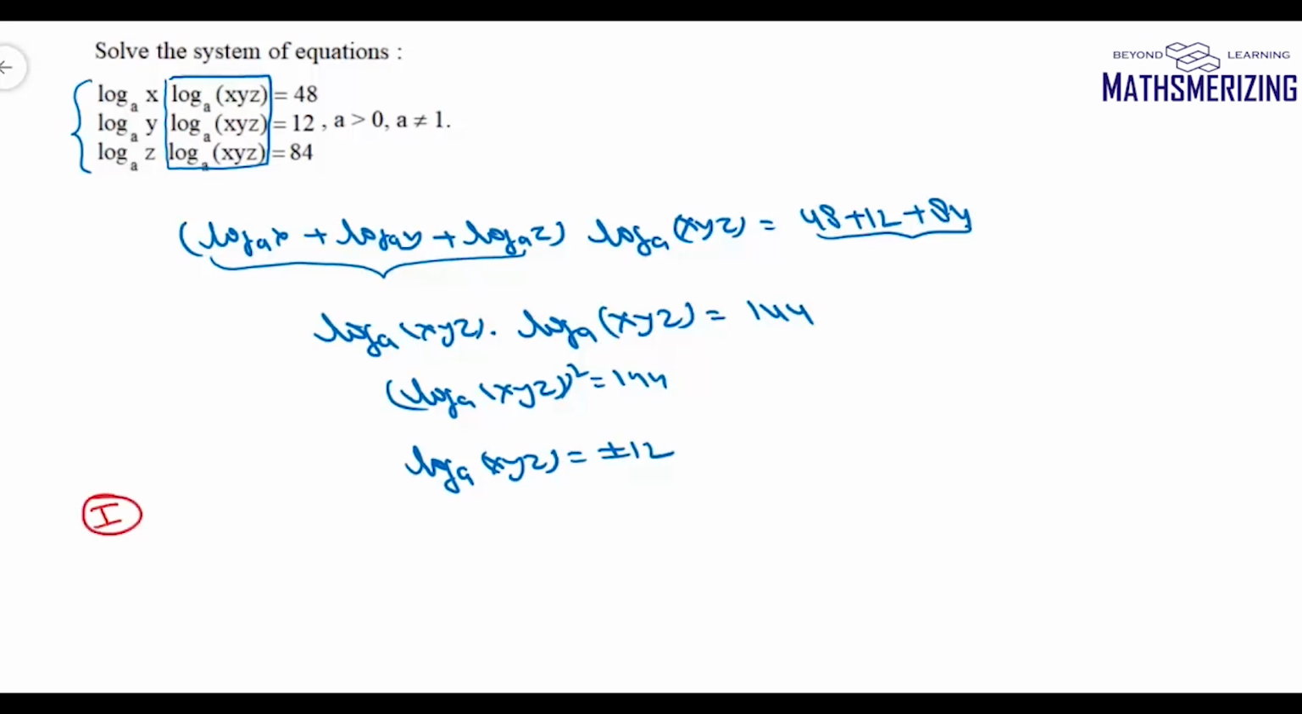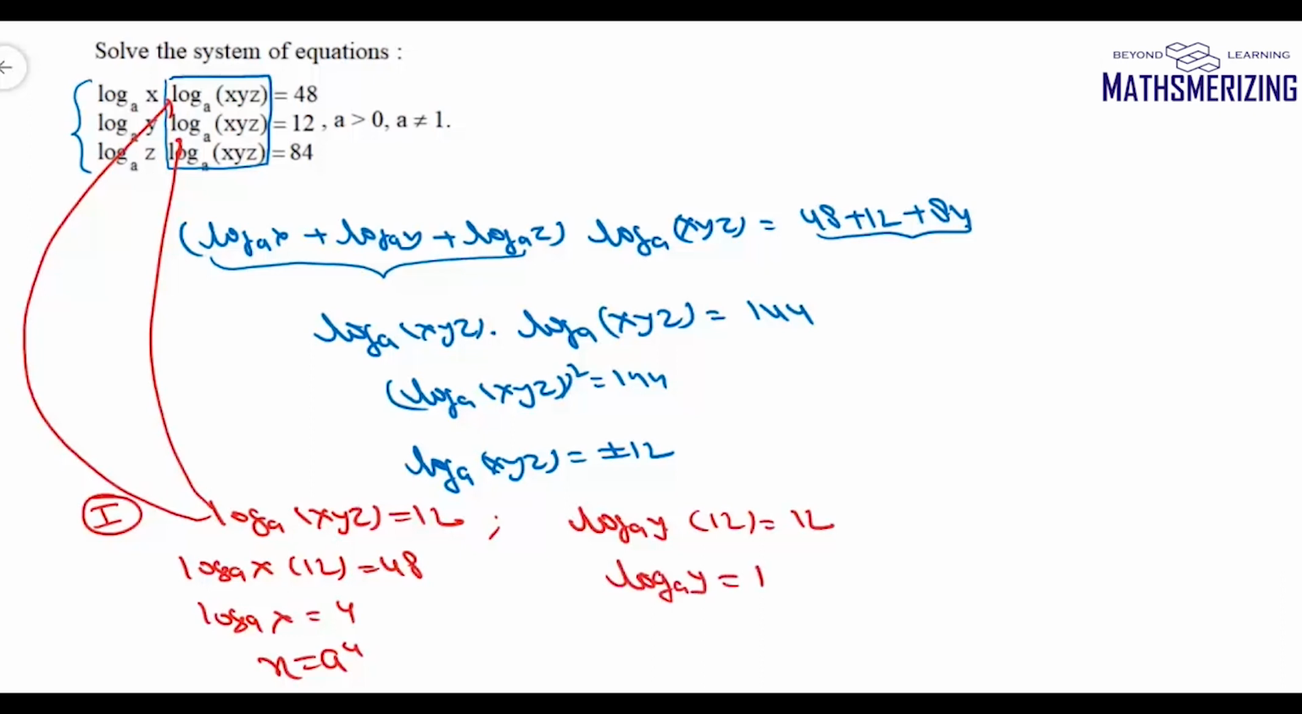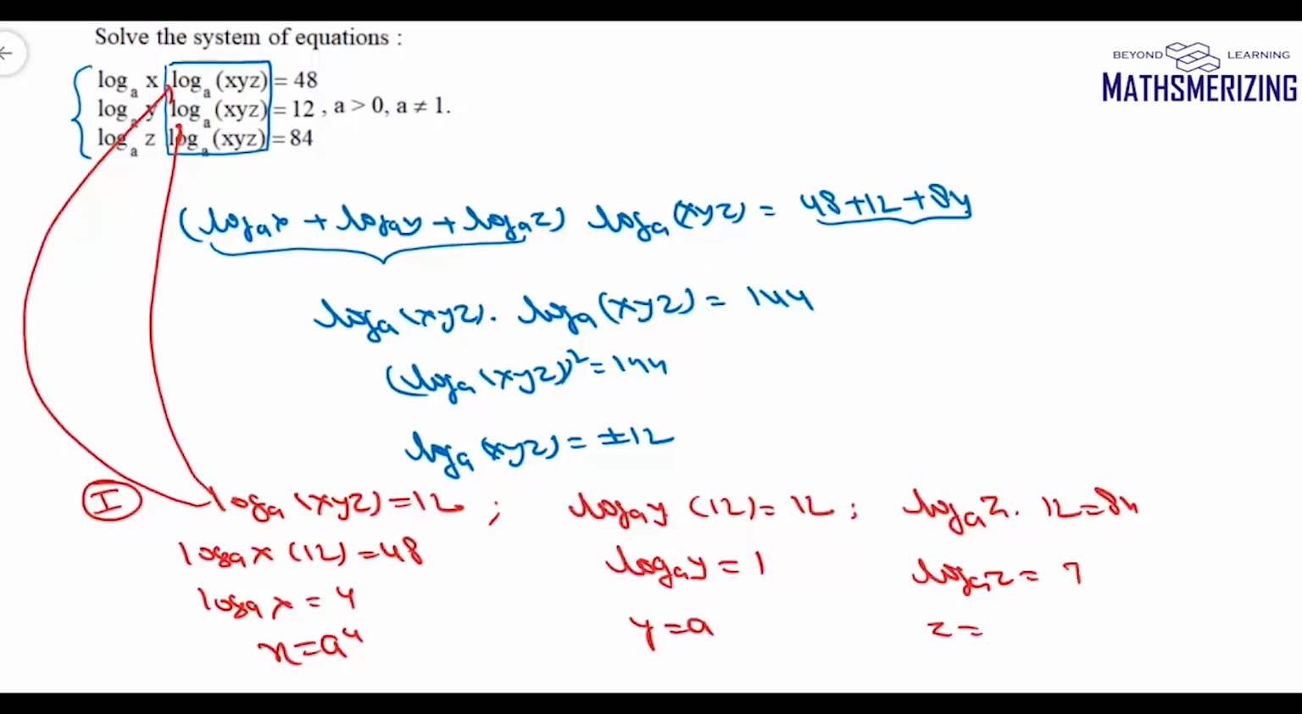In our case 1, if I take log xyz as 12, then if I put log xyz in the first equation, I'll get log x base a equals 4, then x is a to the power 4, and if I put it in the second equation, I'll get log y base a into 12 equals 12, which is log y base a is equal to 1, then y is simply a, and in the third equation I'll get log z base a into 12 equals 84, which is log z base a equals 7, then z is a to the power 7.